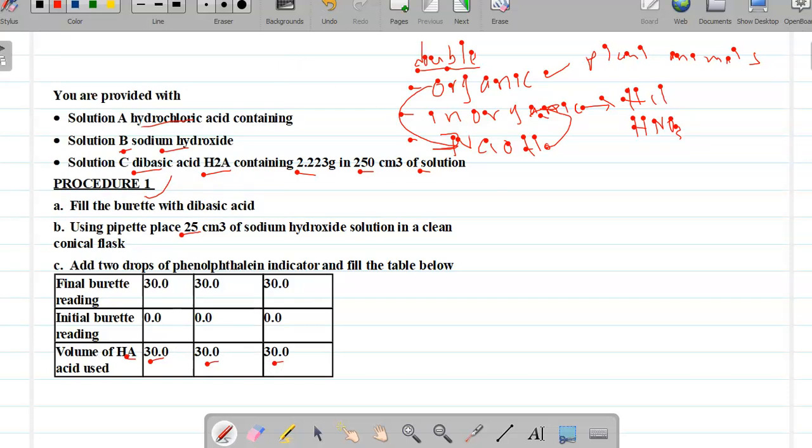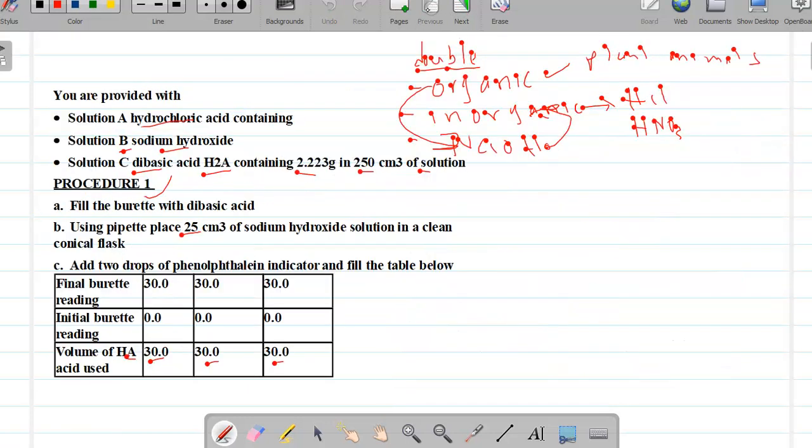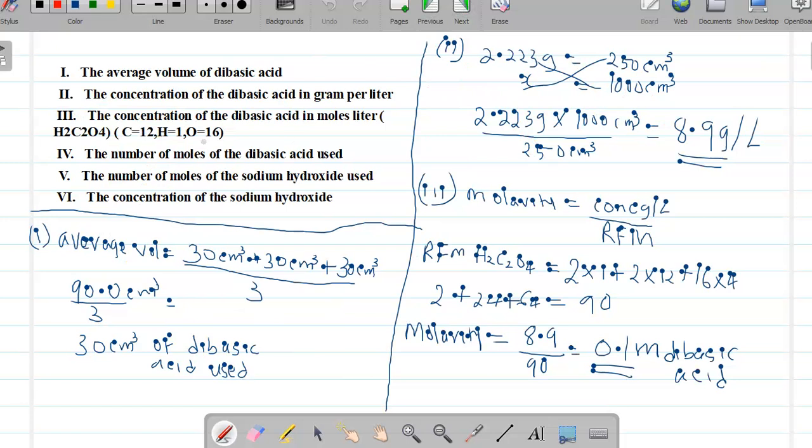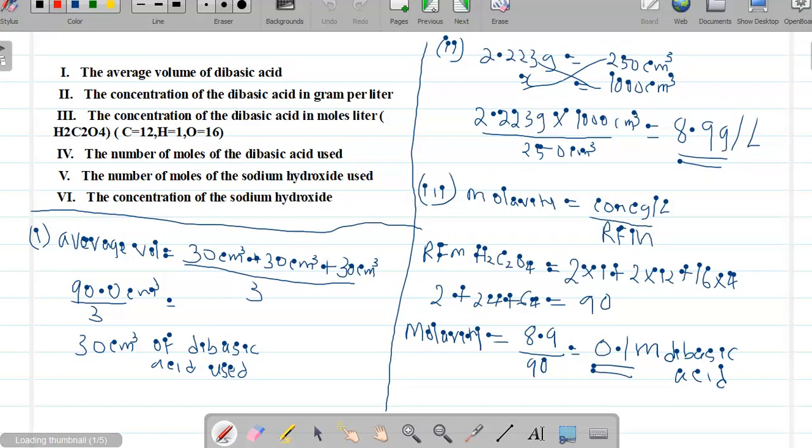Now when we go to the calculation part, the first question is asking to calculate the average volume of dibasic acid. To calculate the average volume, you add all three and divide by 3. 30 cm³ plus 30 cm³ plus 30 cm³ divided by 3. When you add all of them, you get 90. 90 divided by 3 gives 30 cm³. So 30 cm³ is the volume of the dibasic acid used. That's how you get Roman 1.